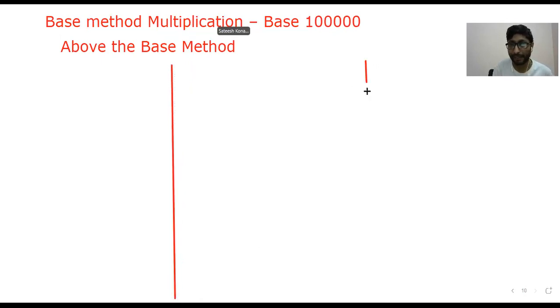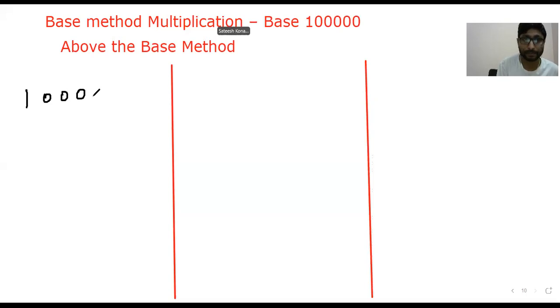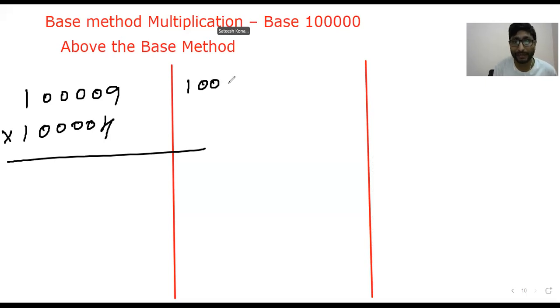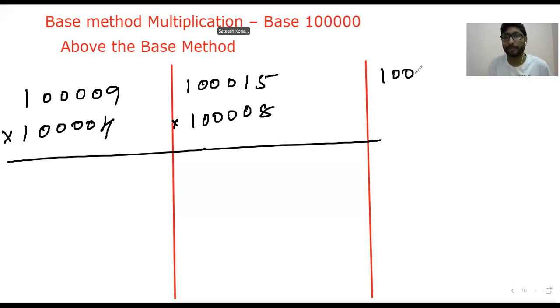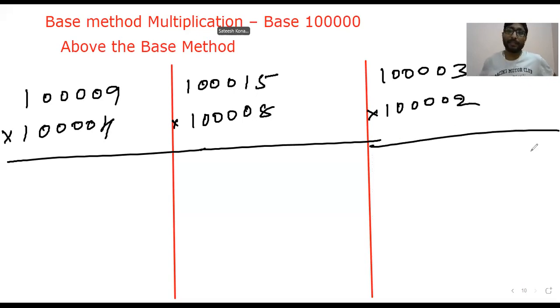Above the base method, so 1 lakh. This is 1 lakh. 1 lakh 9 multiplied by 1 lakh 4. And 1 lakh 15 multiplied by 1 lakh 8. And 1 lakh 3 multiplied by 1 lakh 2. This is above the base method, and this is below the base method.